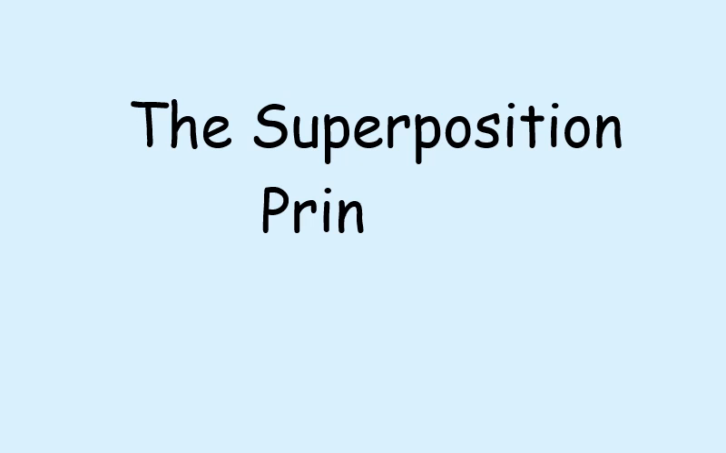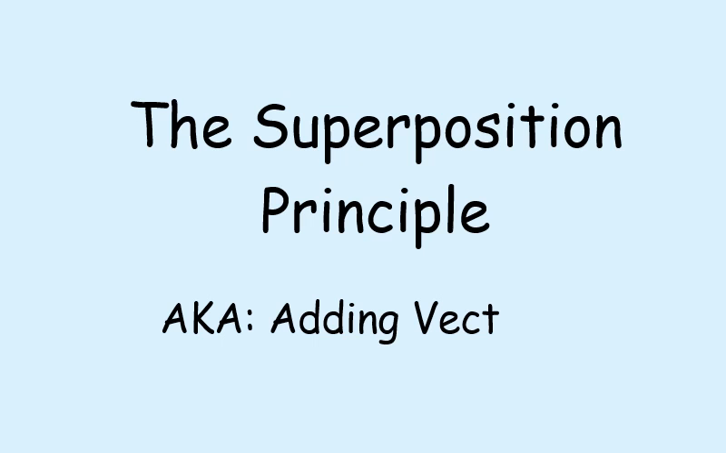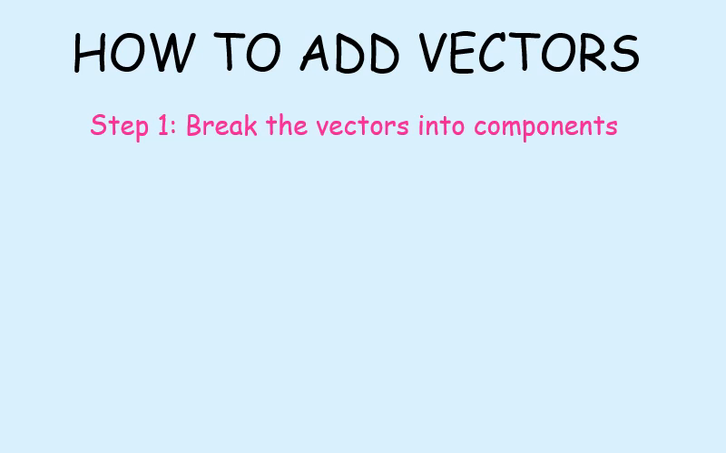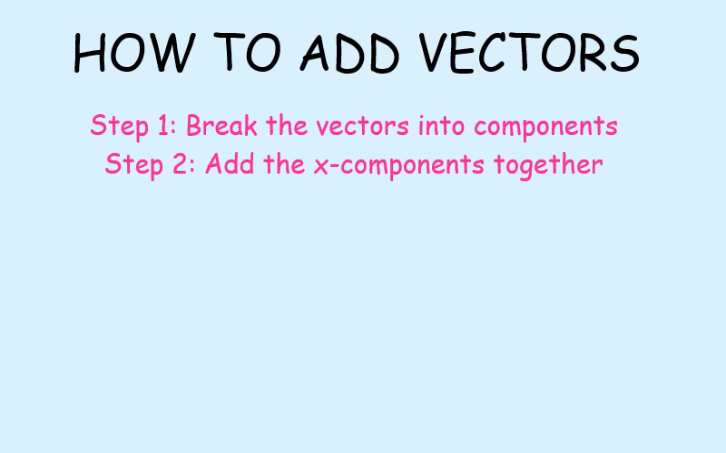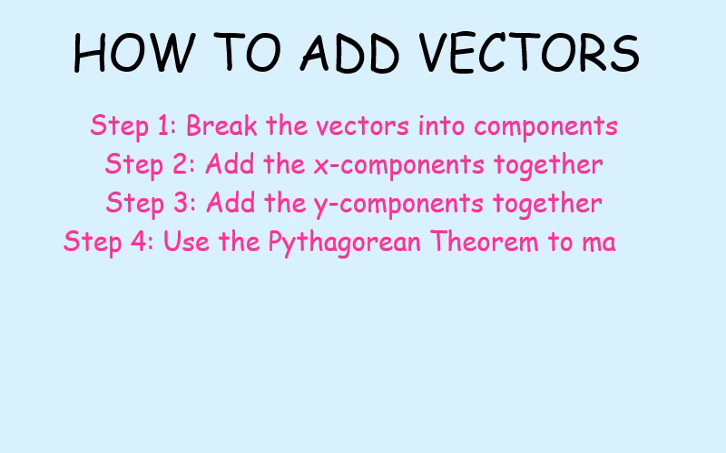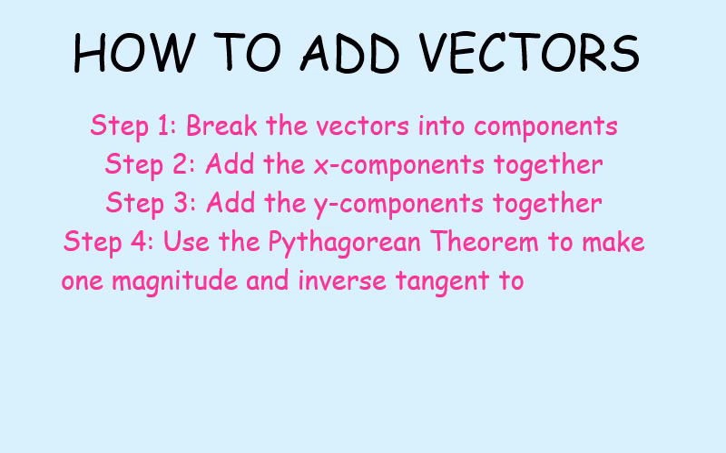Okay, this video is over the superposition principle, which is just a fancy way of saying adding vectors. So how do we need to add vectors? First, break the vectors into components. Second, add the x components. Third, add the y components. And fourth, use the Pythagorean theorem to make one magnitude and use the inverse tangent to make one direction.